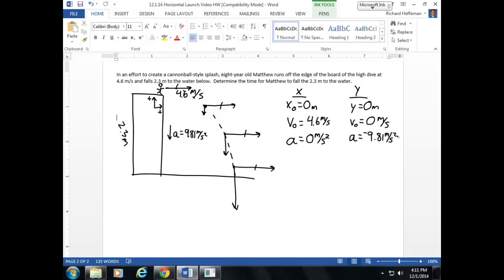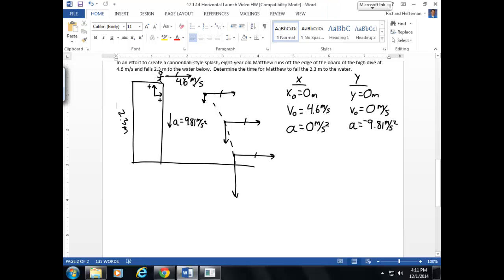Let's see, what else do we know? There's probably one other thing. Let's scan this information. We know that he falls 2.3 meters to the water below. That 2.3 meters is talking about his vertical motion. So we know that y, his final position, is negative 2.3 meters.